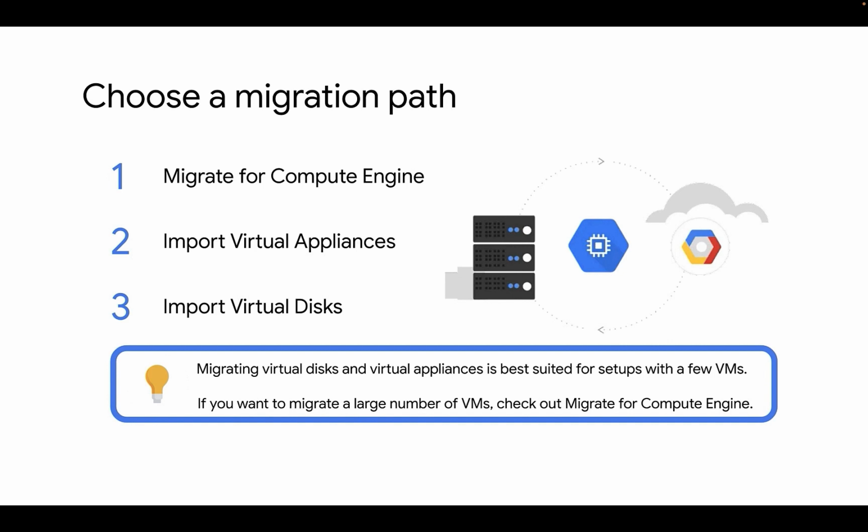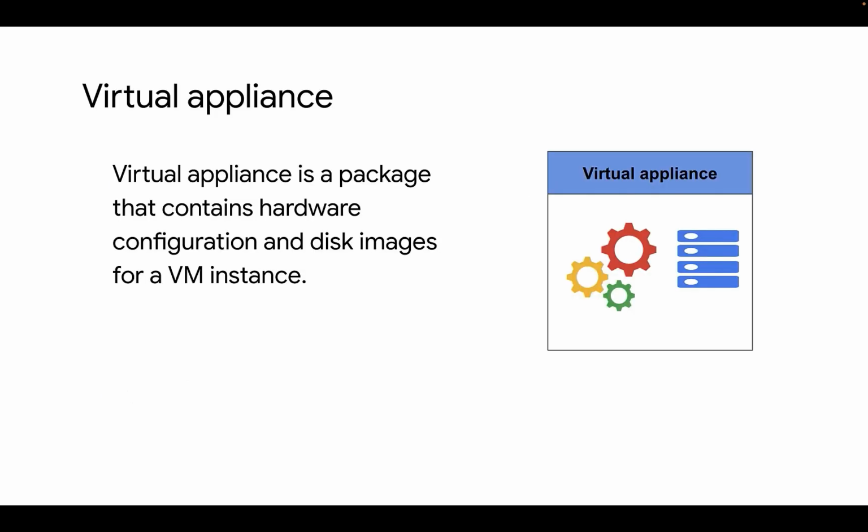Migrating virtual appliances and virtual disks is best suited for a small number of VMs. If you want to migrate a large number of VMs, check out Migrate for Compute Engine. The first scenario will cover importing virtual appliances, followed by virtual disks. A virtual appliance is a package that contains hardware configuration and disk images for a VM instance.